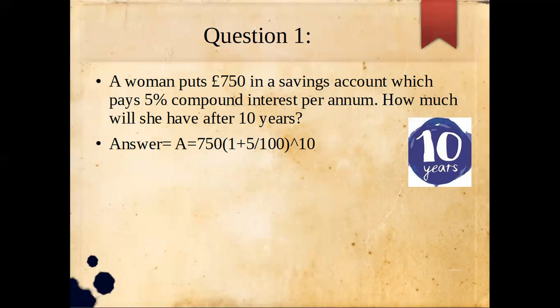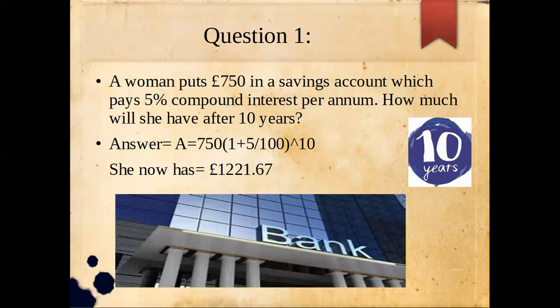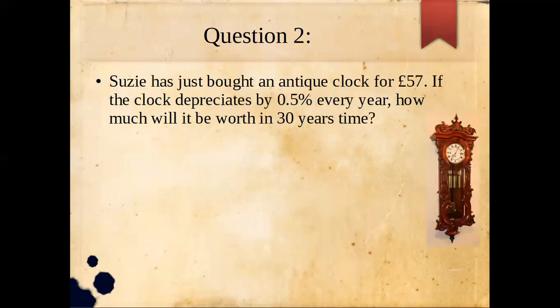N is 10. So she now has £1,221.67 in her bank account. So she's made quite a lot of money here, but it's been 10 years. So that makes sense as well because she's making money from interest. So here's a question for you to try again.